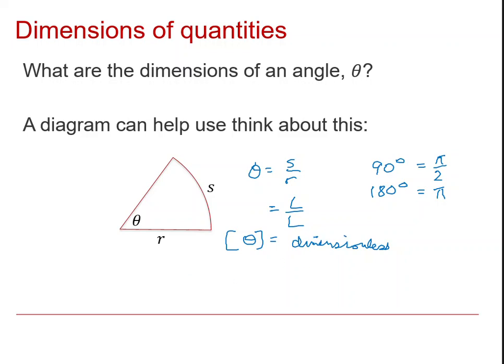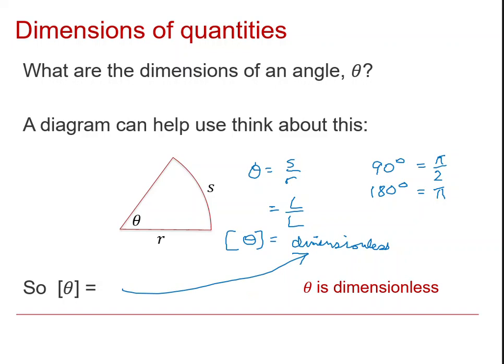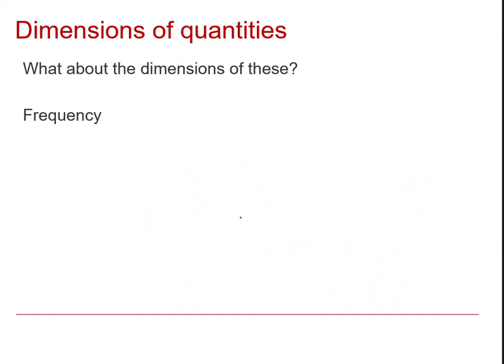So angles are dimensionless is our conclusion. And I've written my conclusion up there. So there we are. That's it. Theta is dimensionless. Now, let's talk about frequency for a moment.